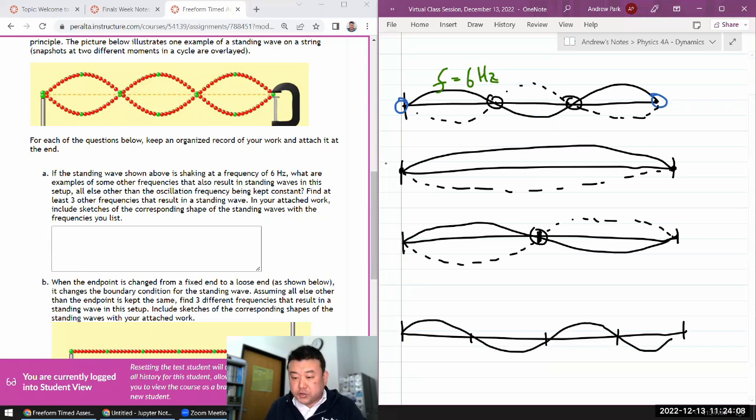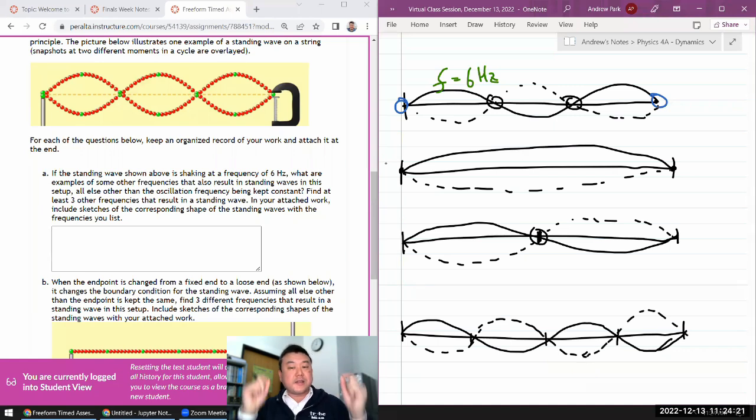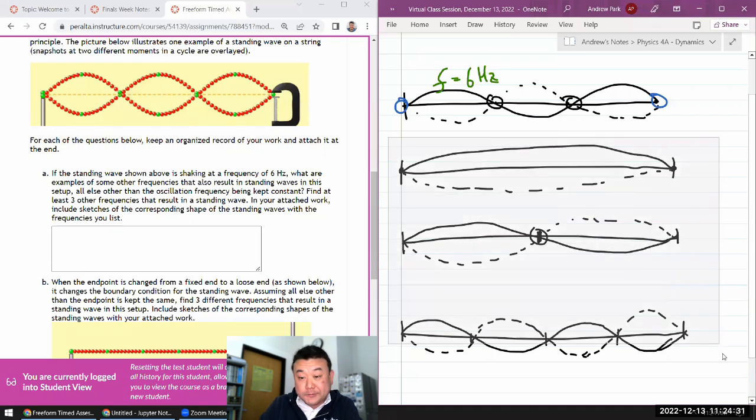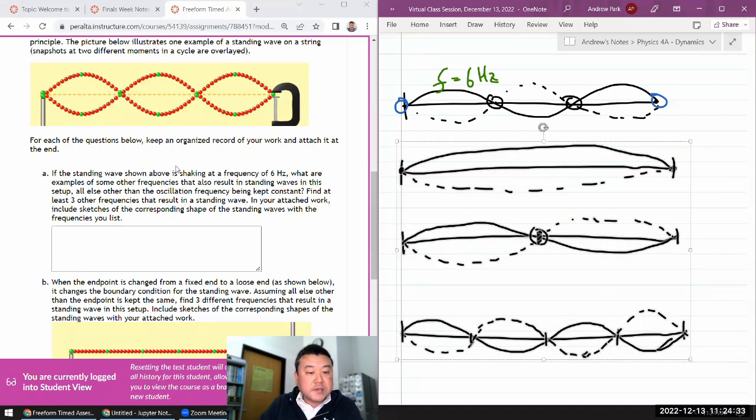At some point, it should look like I'm just drawing sinusoidal waves of shorter and shorter wavelength. At higher harmonics, it becomes harder to distinguish what meets the standing wave condition versus what's just a random thing. So okay, if they just asked me to show these shapes, I could have given this, but they are asking for other frequencies that result in standing waves.